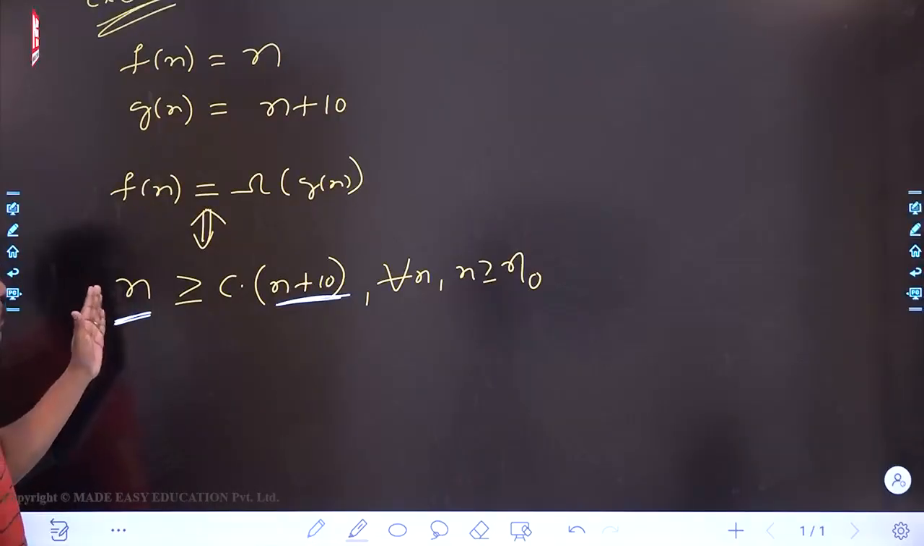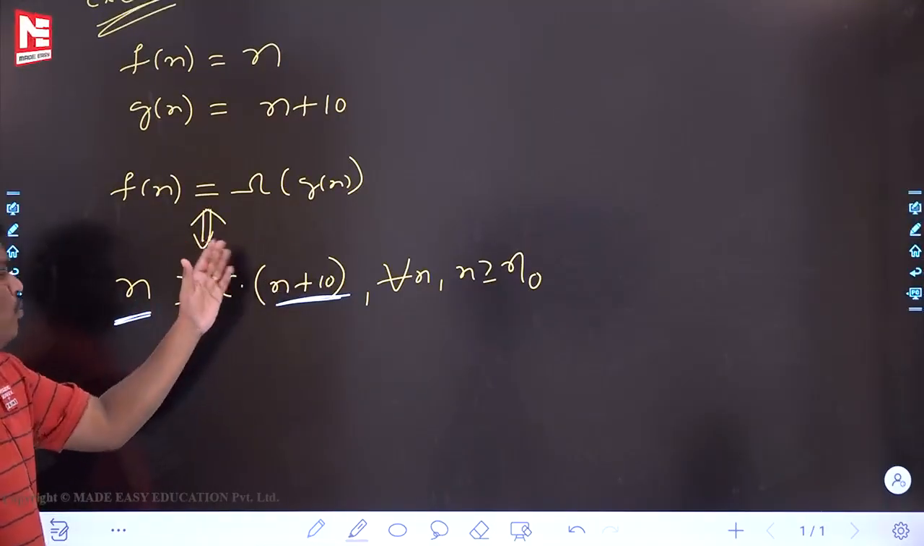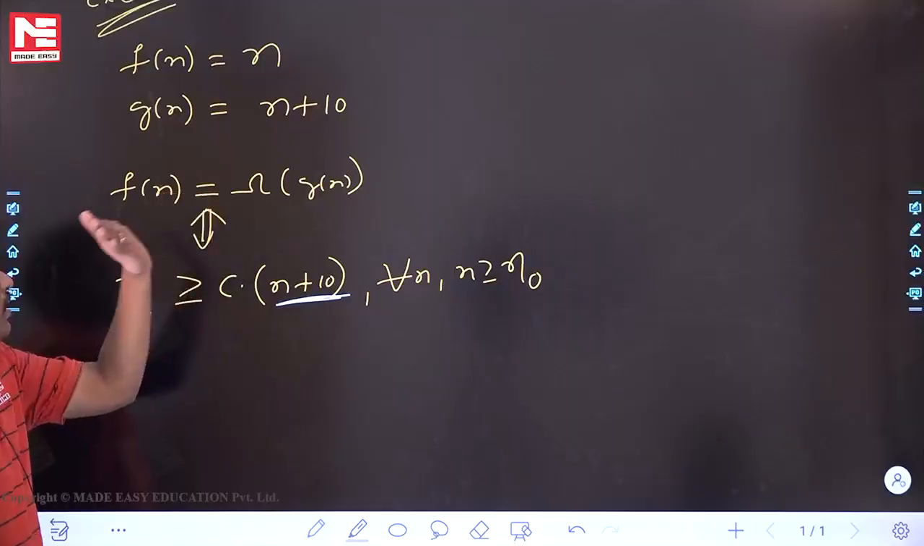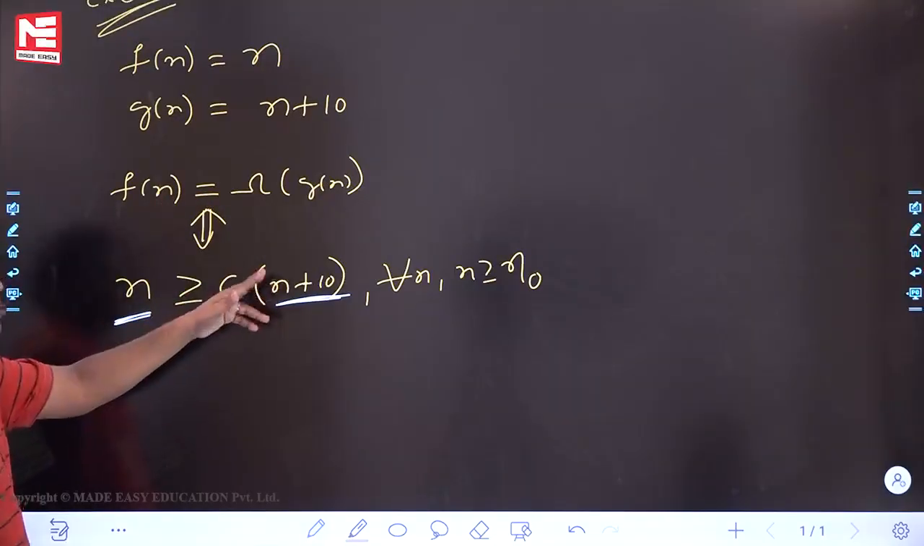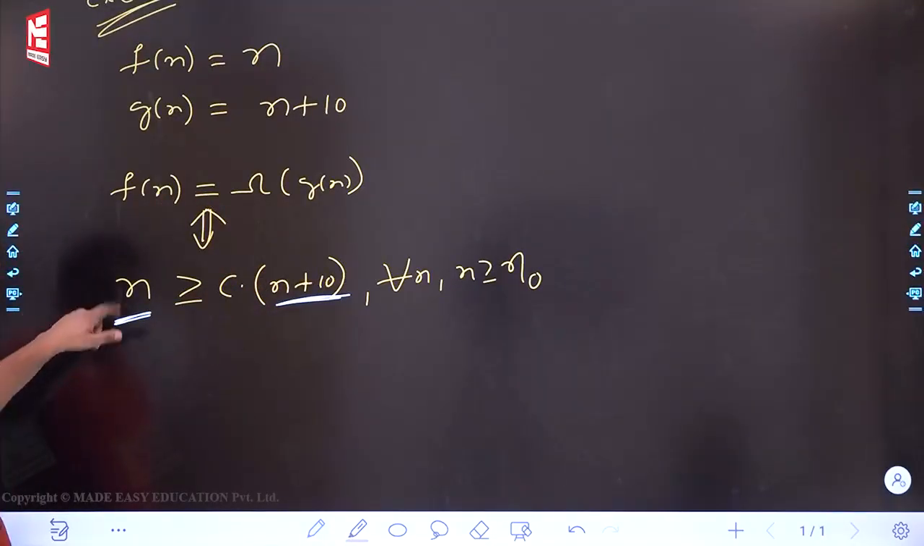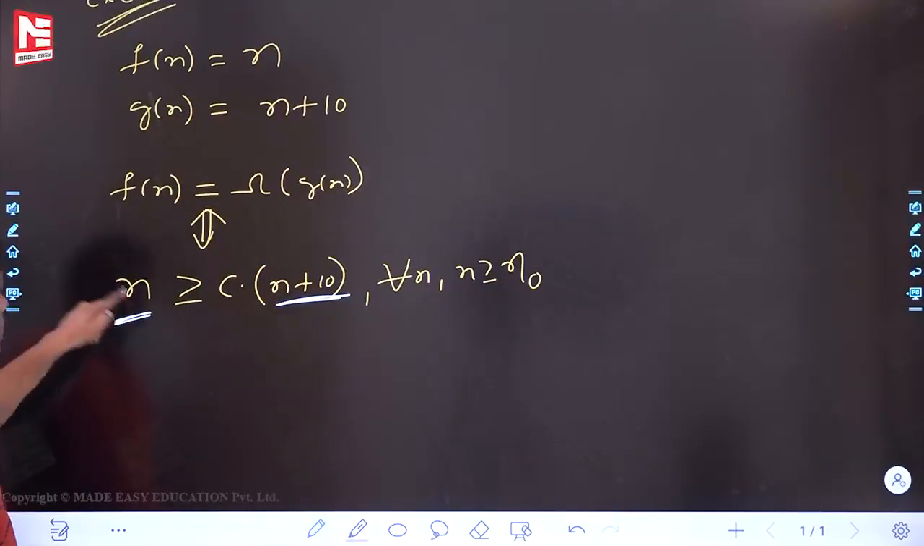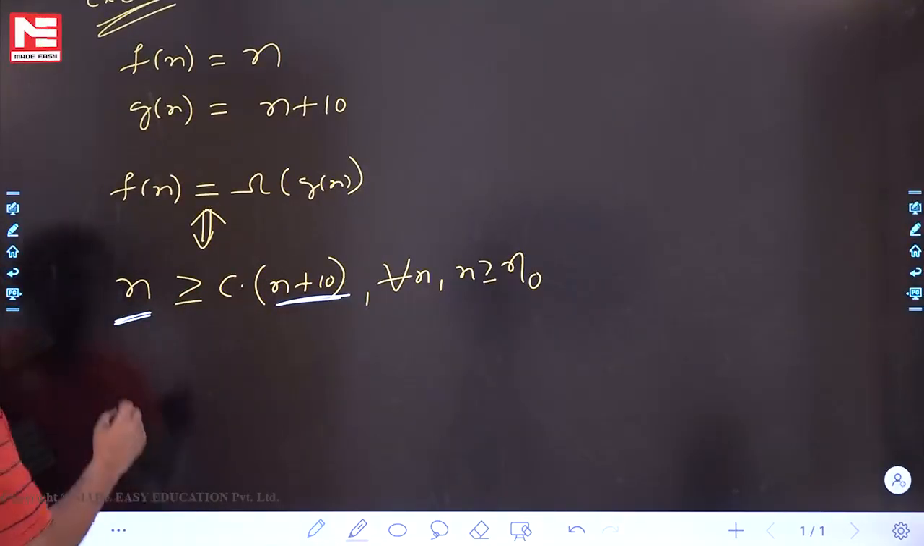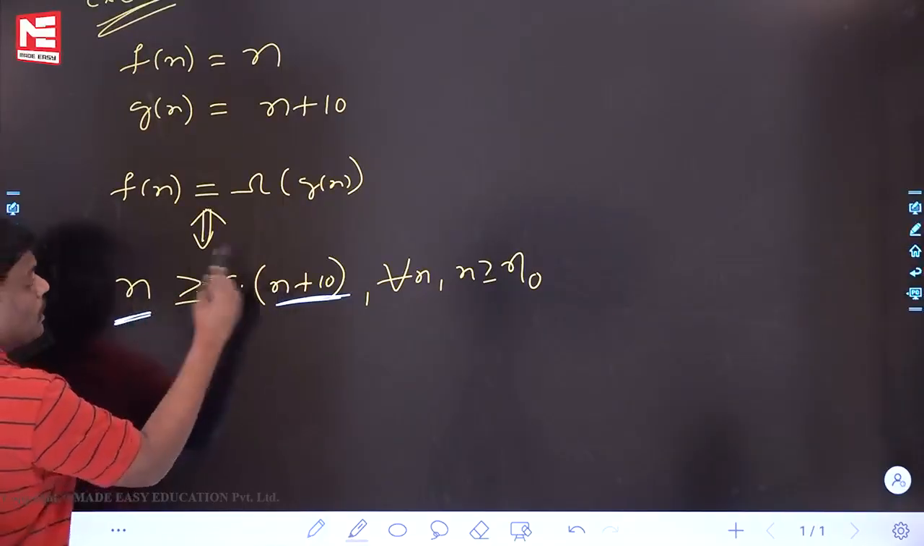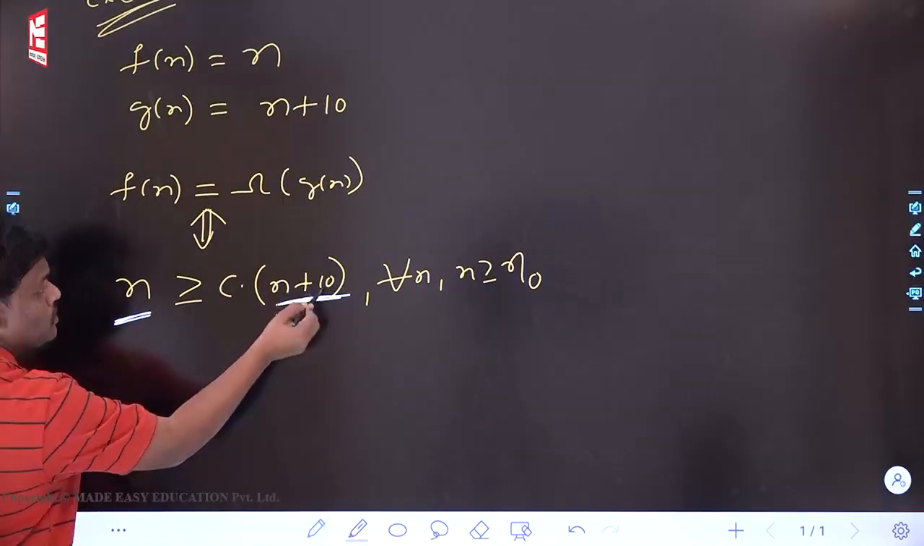Omega means right smaller. Big O means right bigger. Omega means right smaller, which is nothing but left bigger. Left is n, right is n plus 10. How can I make sure that left is bigger? See, if you look at the left and right, the difference is only a constant.